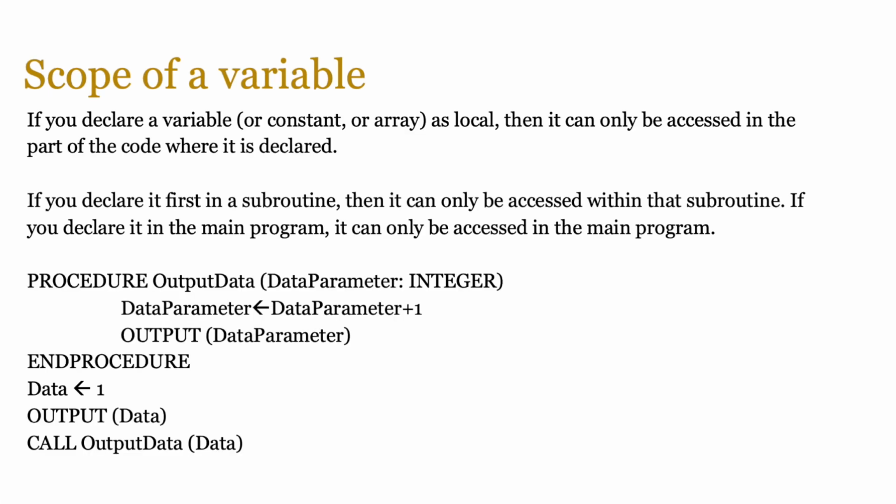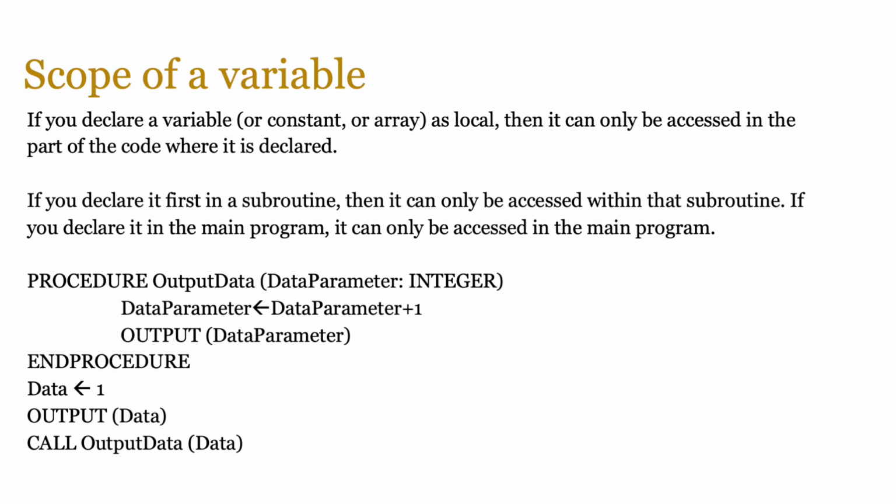Now you can declare a variable as local. That means it can only be accessed in the part of the code where it's declared. And normally we can declare it in the function or procedure header statement. In this example, the procedure output data, we're declaring a local variable called data parameter of the type integer. And this data parameter is then incremented by 1, and then we output this data parameter out.